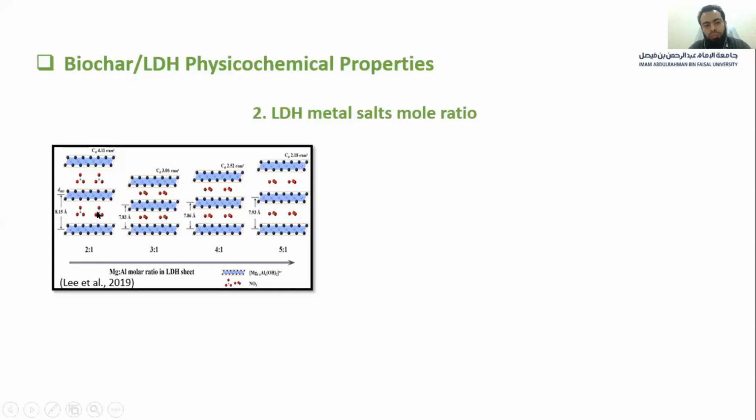At 2:1, the orientation of the anions is perpendicular. When it increased to 3:1, it changes to parallel in nature. So the orientation is changing, which reduces the interlayer spacing, and it also reduces the charge density. You can see it here. When the LDH goes from 2:1 to 5:1, the charge density reduces from 4.11 to 2.18. This significantly affected the surface characteristics like surface area, pore volume, and pore diameter of the final biochar LDH composite.